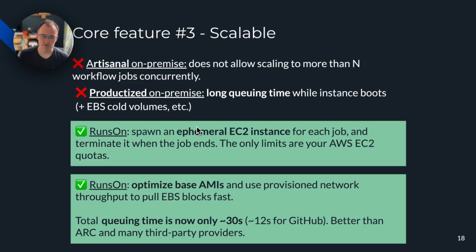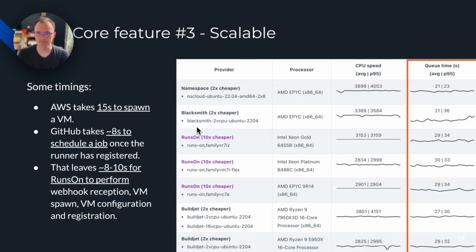And to ensure that we have fast queuing times, we optimize really hard the base AMIs, and use provisioned network throughput to pull EBS blocks fast. And this results in really good queuing times, around 30 seconds currently. GitHub does 12 seconds. And the 30 seconds is much better than Action Runner Controller and many other third-party providers. So on the benchmark, you can also see the queuing times, average and P95. And as you can see, RunsOn is really in line with other providers, a bit slower maybe, but it's not really meaningful.